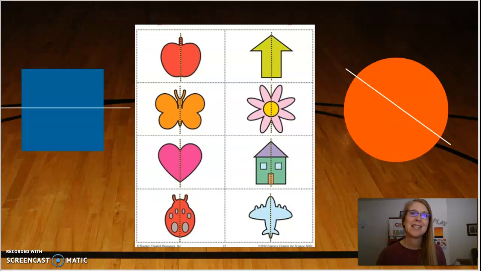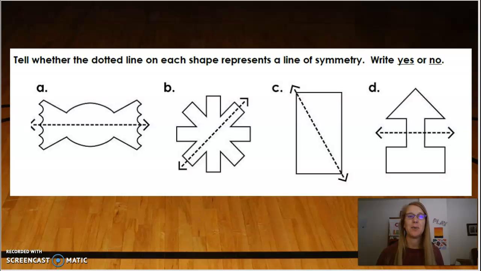Did you know that some letters and some numbers are symmetrical? You can find some lines of symmetry on some numbers and some letters. That's my challenge for you. After you finish today's video, check out the alphabet. See which letters and which numbers you can find a line of symmetry for. Now let's look at a few examples.